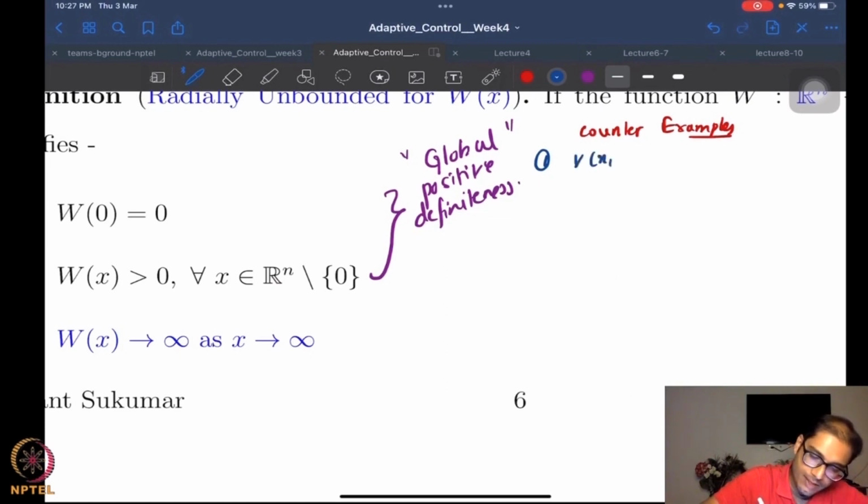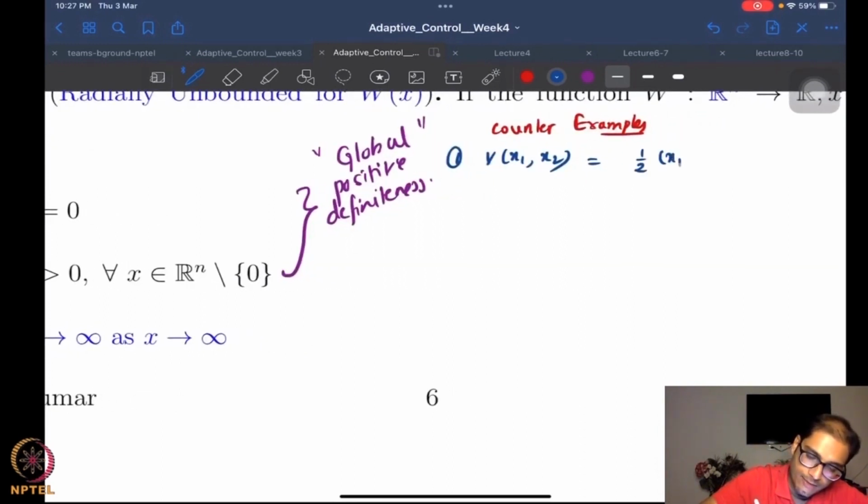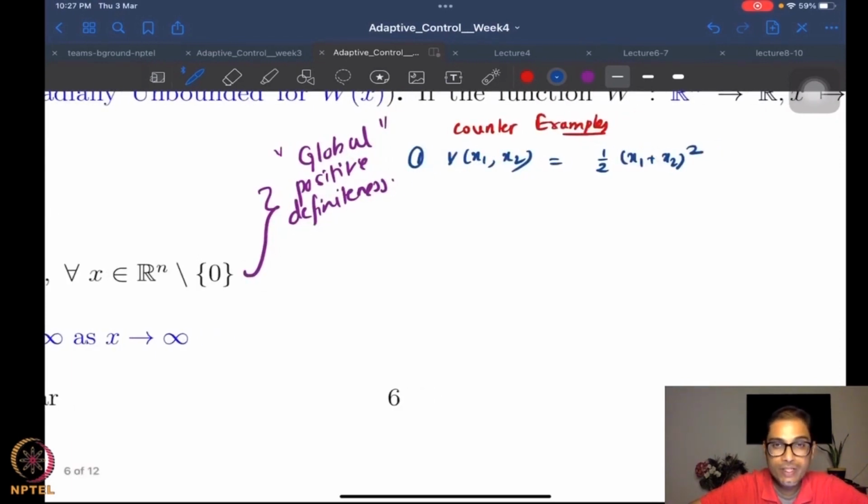V(x1, x2) is equal to half (x1 plus x2) squared. Okay, so the question is this: is it positive definite? Is this radially unbounded? So we have to answer all these questions. So the first thing that you need to notice is that along x2 equals minus x1. What is this?